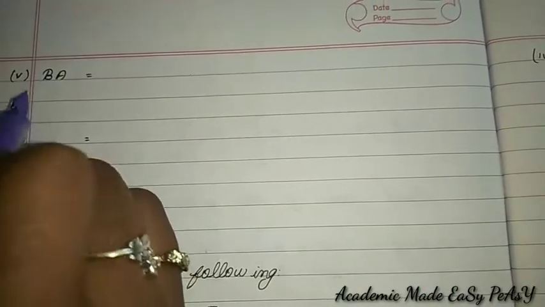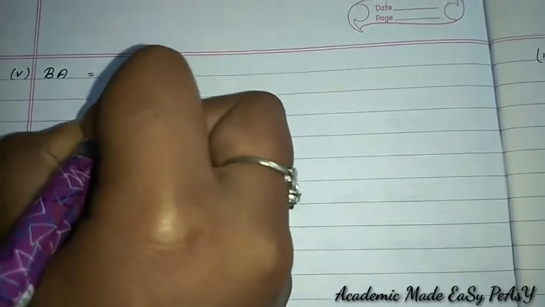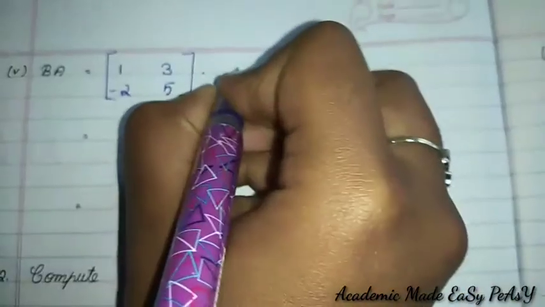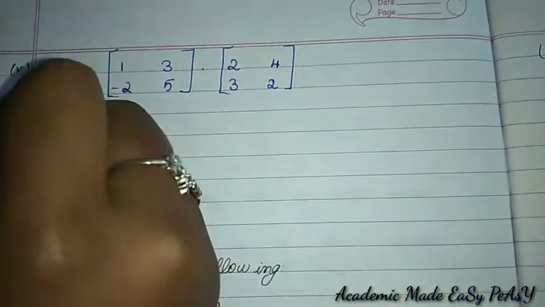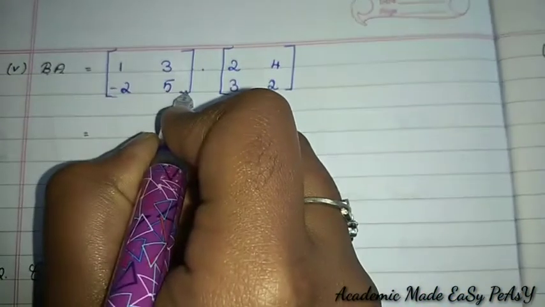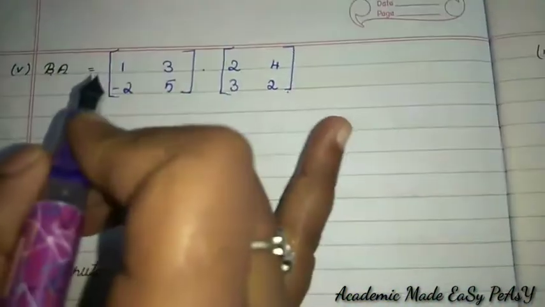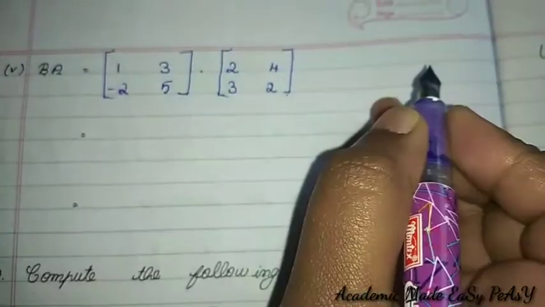Fifth subdivision, B into A. So first I have to write my matrix B: 1, 3, minus 2, 5. So this is my matrix B into my matrix A, which is 2, 4, 3, 2. You should not change the order. If B into A is given, first you have to write the matrix B and then only A. You can't just write A into B or B into A. I have already taught you why in the introduction part. B into A and A into B are not equal matrices.